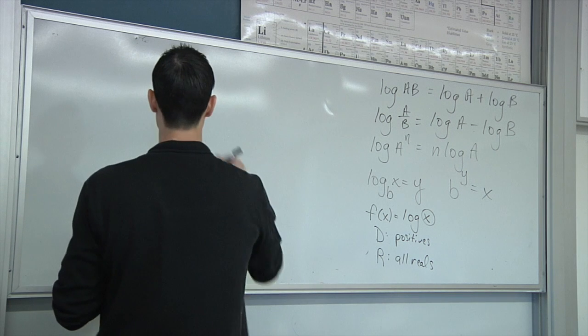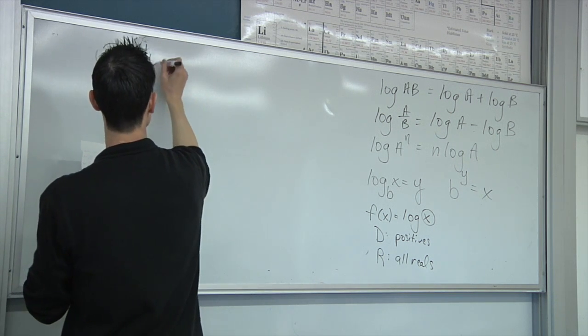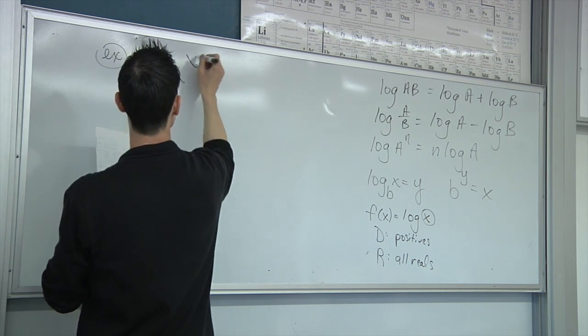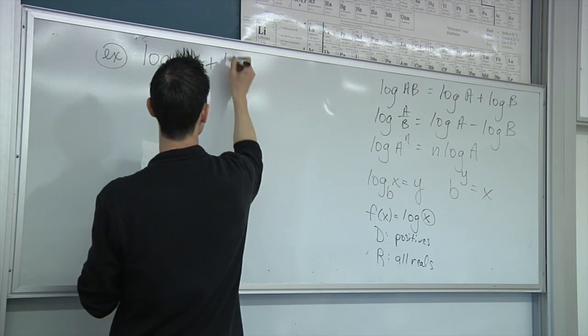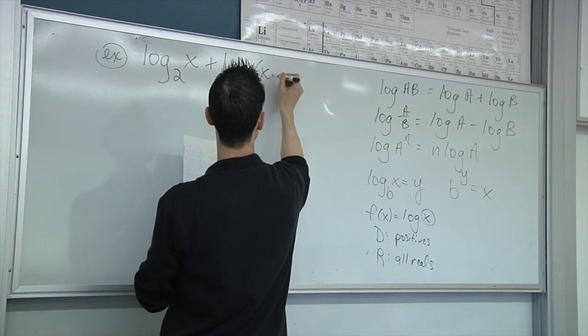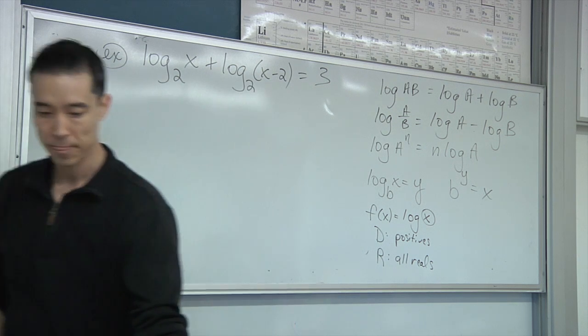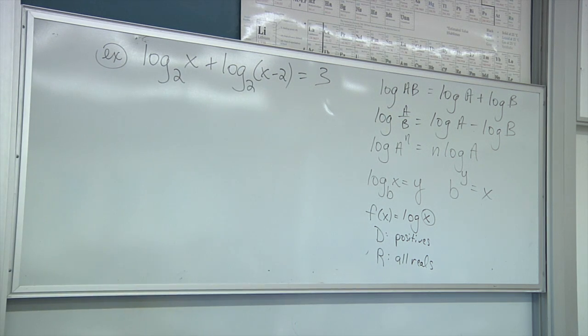All right, here we go. Example 3: log base 2 of x plus log base 2 of x minus 2 equals 3. Okay, take a look at that one. Log base 2 of x plus log base 2 of x minus 2 equals 3.